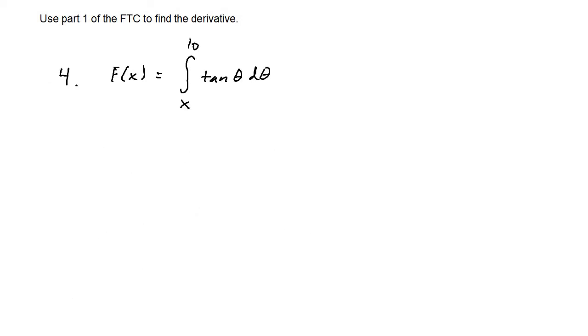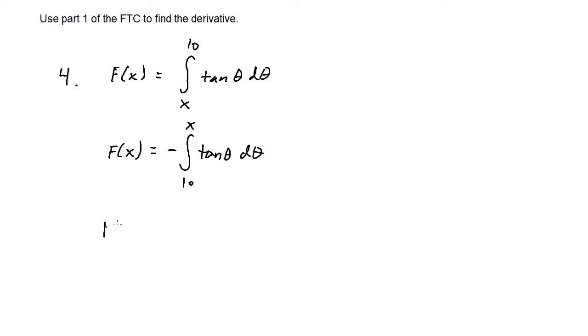Now for number 4, we have f of x equals the integral from x to 10 of tangent theta d theta. Realize once again we do have the variable on the bottom bound, the constant on the top bound. So even before we derive, we can also flip the bounds. So f of x is going to equal negative 1 times the integral, this time from 10 to x, of tangent of theta d theta. Now that the variable is on the top bound, we can go ahead and evaluate.